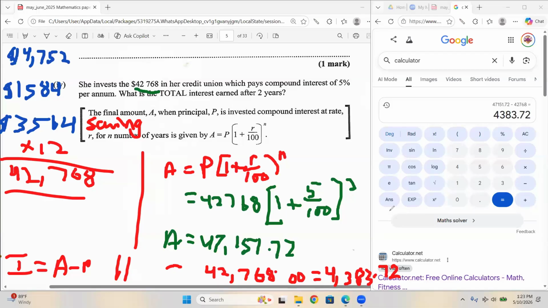Okay, if you have questions about that, let me know. If not, we shall be moving on. Mr. Luzama is going to get the final answer. You got the final answer, you said? He reached the 47,151.72. I see, 72 cents.